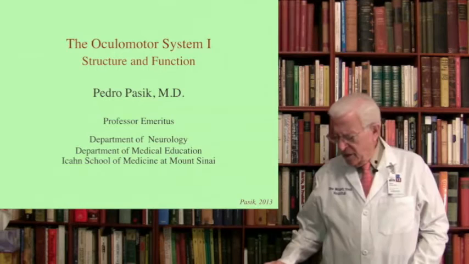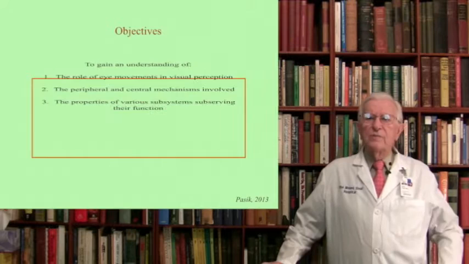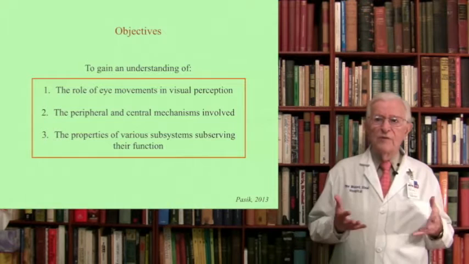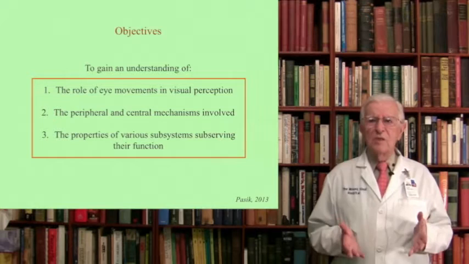So let's take a look at roughly the objectives of this first lecture. So we have to go into the role of eye movements in visual perception. Then we have to discuss the peripheral and the central mechanisms involved in that movement and the properties of various subsystems subserving their function.